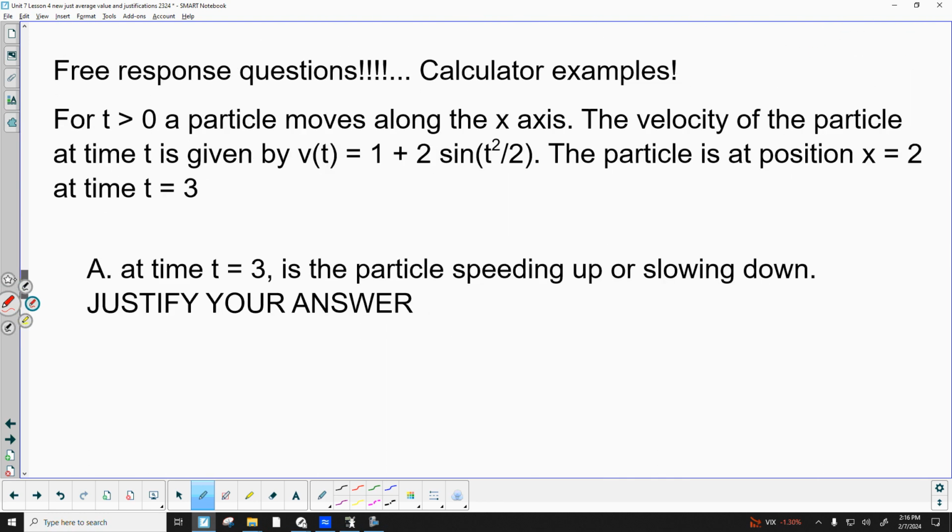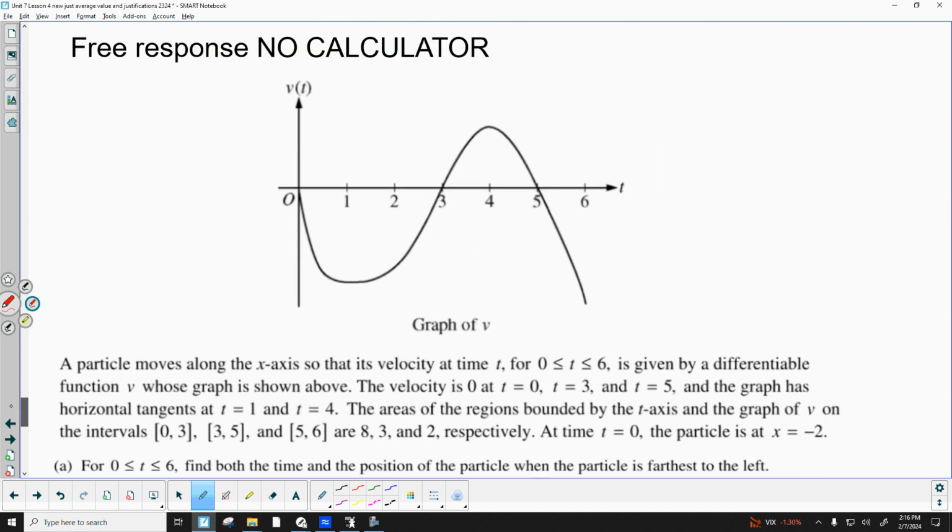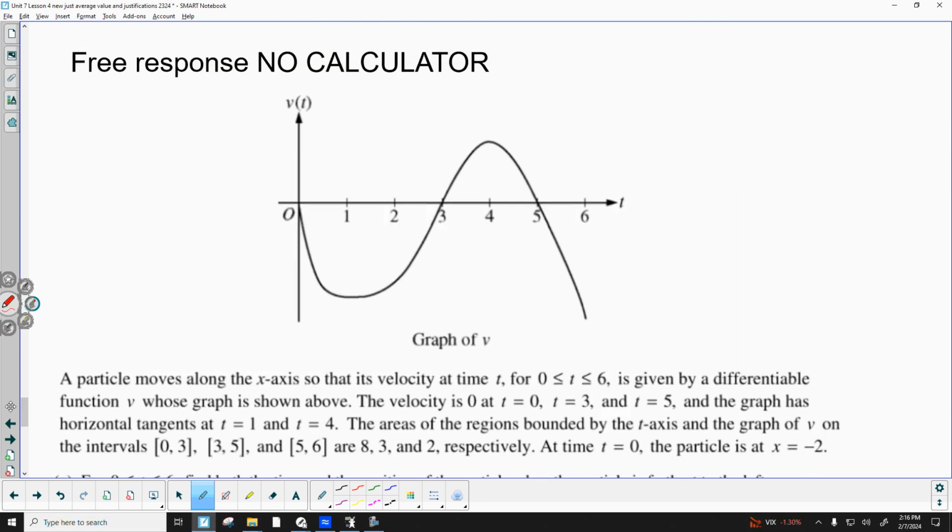All right, let's move on. Go to this question here. We're going to move on to free response. That's not this one, it's the next one. It's the quicker one to do.